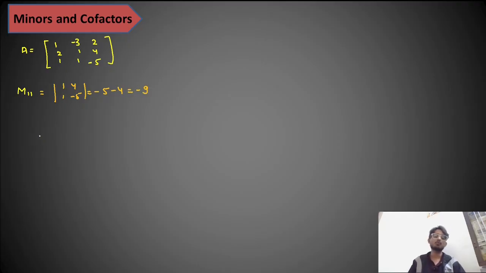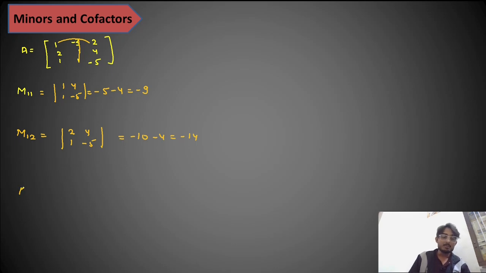If I ask you to find the minor of any other element, like this element M12, how can you find this? By eliminating the first row and second column. When you eliminate the first row and second column, you will get 2 1, 4 minus 5. You will get 2 fives are 10, and 4 ones are 4. 10 minus 4 equals minus 14.